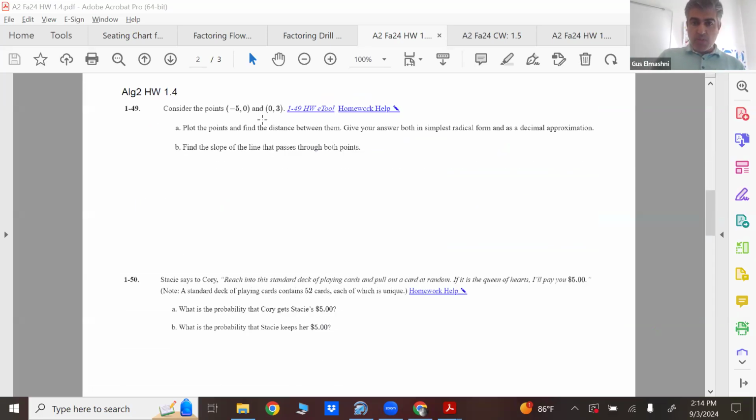Plot the points, find the distance between them. When you find the distance between them, you could use a distance formula. I'm not a fan of it because I'm terrible at memorization. In fact, the only science class I've taken over 30 years is biology because I cannot stand memorization. But I love chemistry and physics.